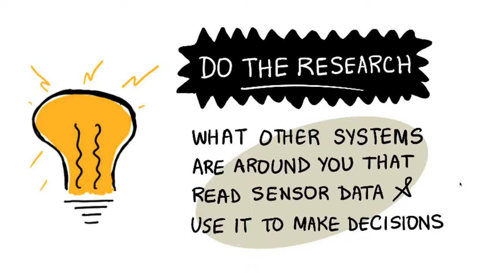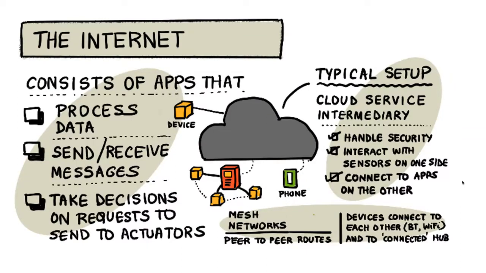If it reads something in the way, it stops. So think about what you've got around you that's like this, that's reading sensor data and using it to make decisions. So the thing, as I said, gathers data and does stuff with it. One idea would be a thermostat that gathers temperature data.